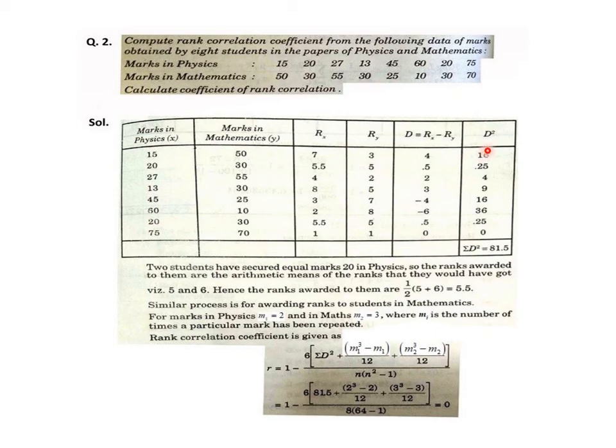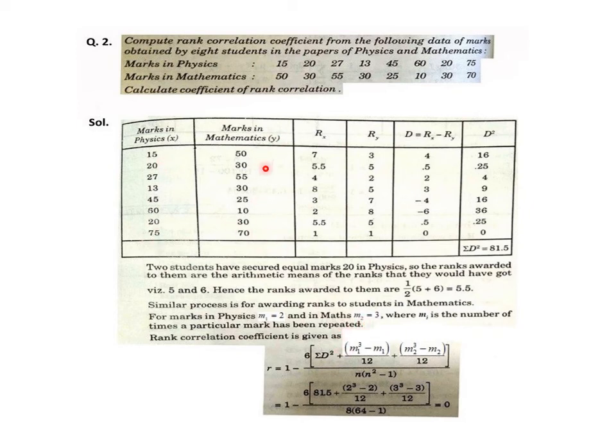Fine. Now, what is there in the formula? Certain changes you can see. 1 minus 6, then sigma D square over n into n square minus 1. We are adding certain values. M1 and M2 are mentioned there. For what values? In the X series, 20 was repeated 2 times, so we are assigning a constant M1 for marks in physics, because X means marks in physics. 20 is repeated 2 times, so M1 is 2, the number of repetitions. And in mathematics, that is in Y, the repetition of 30 was 3 times. That means M2 is 3.